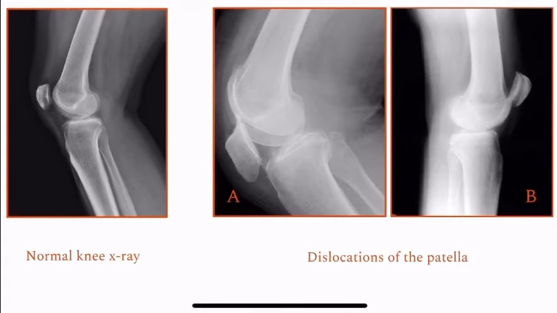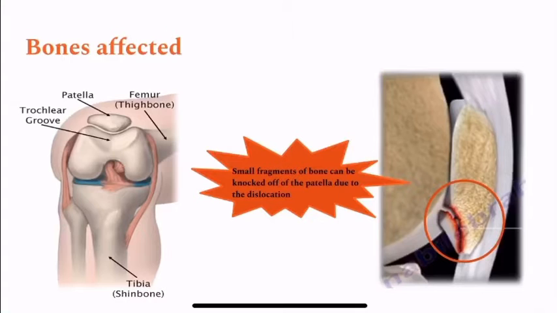The patella rests in a groove located at the end of the femur called the trochlear groove. Often in a patellar dislocation, the surrounding bones, such as the tibia, the fibula, or the femur, are not affected by the injury. However, in some cases, small fragments of bone can be knocked off the patella due to the dislocation. This requires surgery.